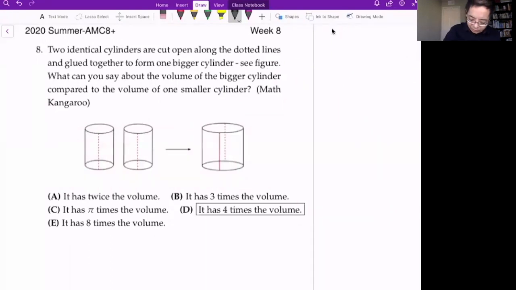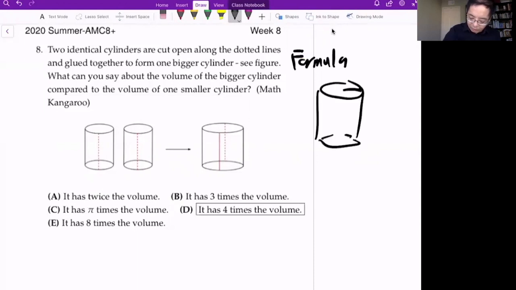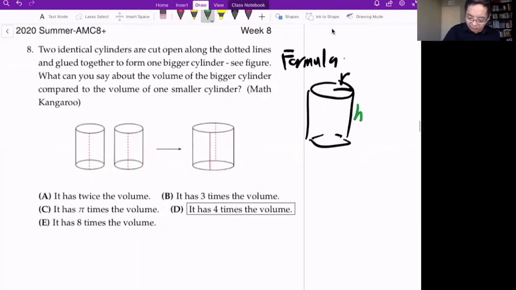So let's recall the formula. Say I have a cylinder. There are two parameters: one is the radius R, and the other one is the height H. Then the volume equals pi R squared times H.